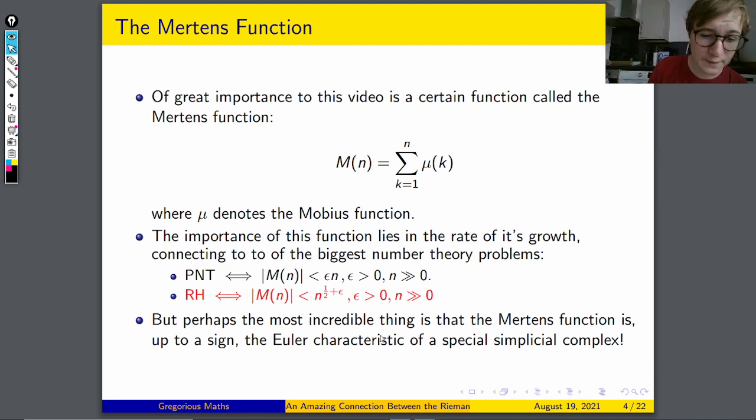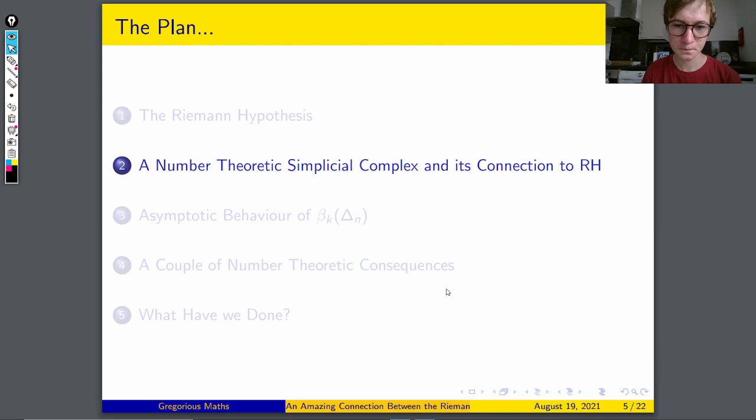But okay, maybe not the most incredible thing, but the thing that we're going to be looking at in this video is the fact that up to a sign, the Mertens function is literally just the Euler characteristic of a certain simplicial complex, which I'm going to be introducing, and all of this jargon here will be explained in due course. So yeah, let's go on and define this simplicial complex, which I've been building up to.